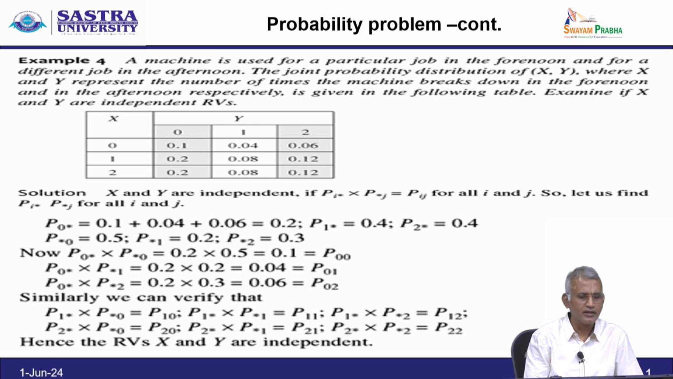So, the data is x and y: x0, y0 is 0.1, x1 and y0 is 0.2, x2 and y0 corresponding 0.2, and similarly for y1, 0.04, 0.08, 0.08, and corresponding to y2, 0.06, 0.12, 0.12. Now, we have to check whether x and y are independent. So, the rule is pi star into p star j equal to pij for all i comma j. So, let us find pi star into p star j for all i and j.